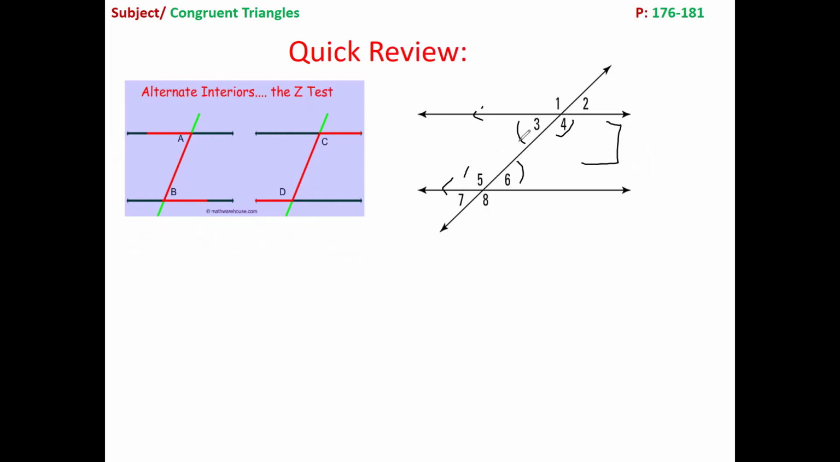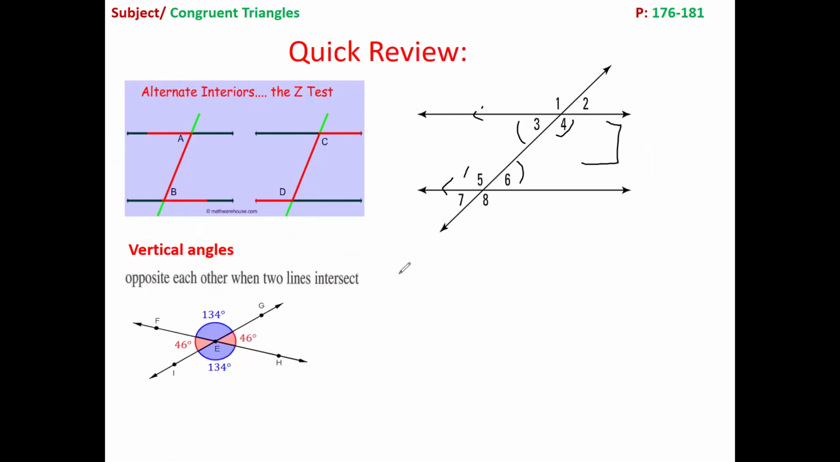Then we studied another one, which is vertical angles. What were vertical angles? When two lines intersect each other, the opposite angles, this side and this side, are called vertical angles, which are always equal to each other. And this angle and this angle are opposite of each other, which always have the same measure.